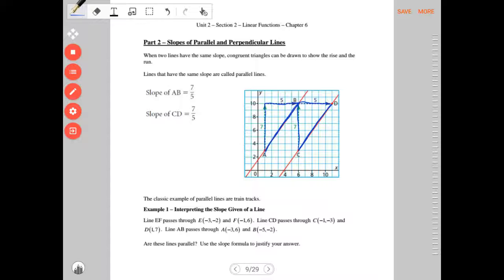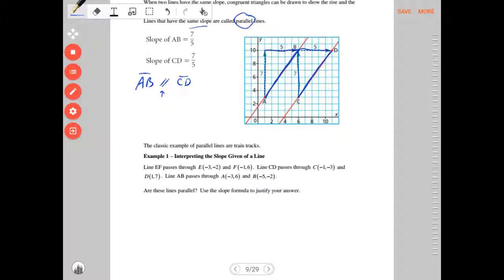So lines that have the same slope are called parallel. The slope of AB is 7 over 5. The slope of CD is 7 over 5. And we use this little symbol here. So we say that line AB is parallel to line CD. We use this kind of double slash to signify parallel.